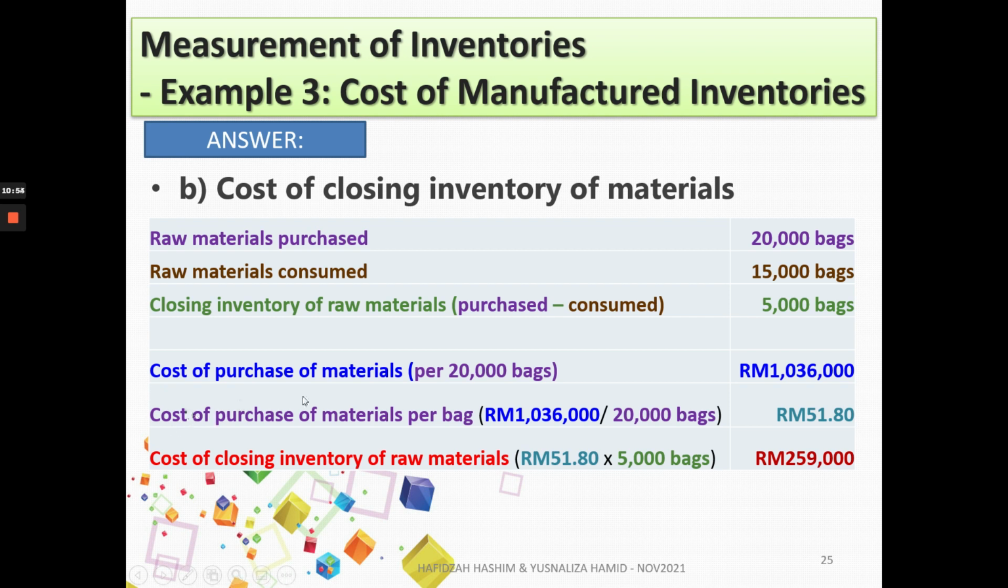To find the cost per bag, you will take 1.036 million divided by 20,000 bags. Remember, this is the one being purchased, the cost of purchase of material. So you will get 51.80 ringgit, right? Therefore, to find out the cost of the closing inventory or the unsold inventory, which refers to purchase minus consumed, which is 5,000 bags, you take 5,000 bags and multiply it by 51.80. That will give you 259,000 to be the cost of the closing inventories relating to the raw materials.